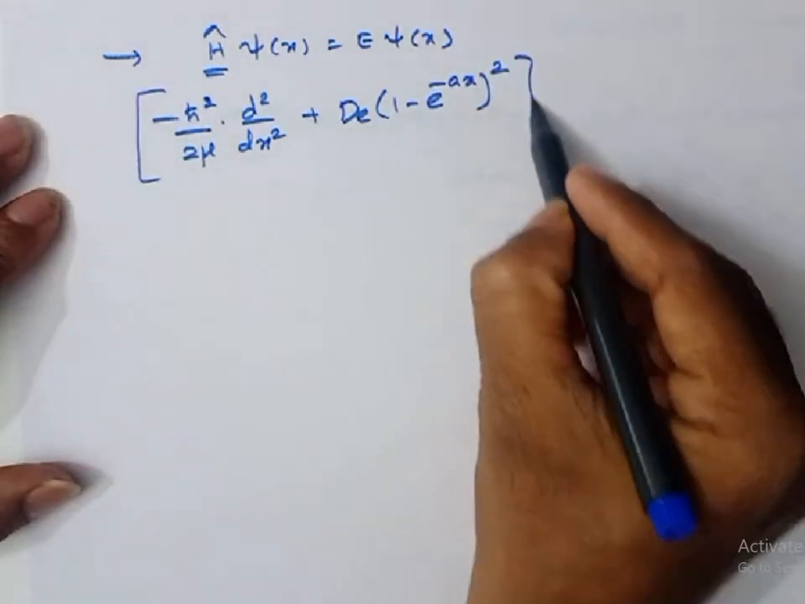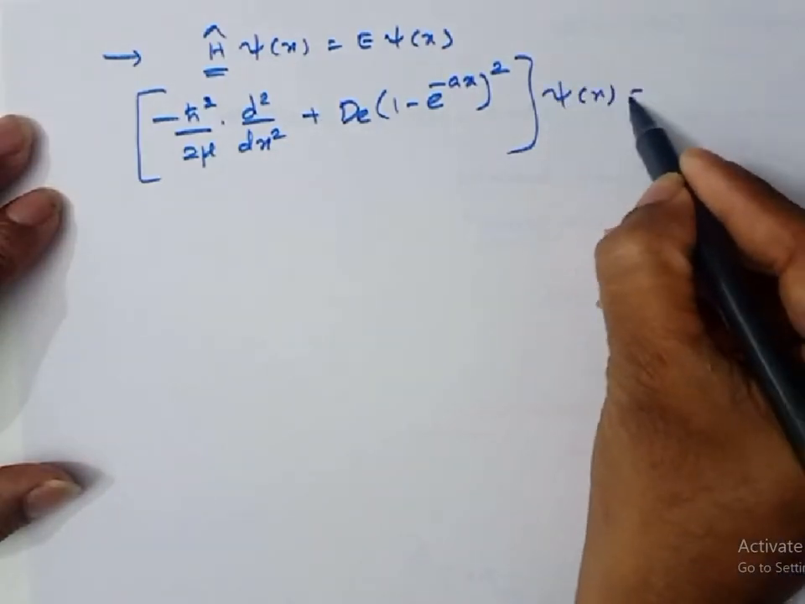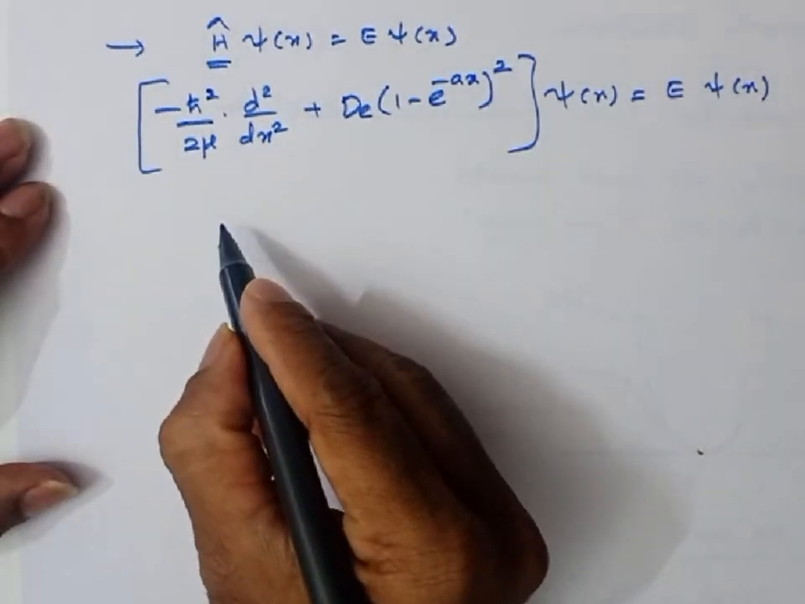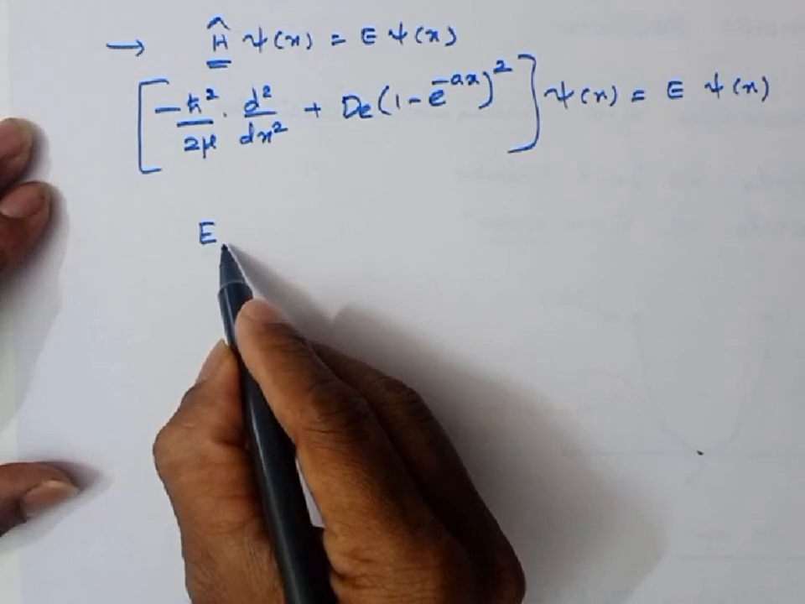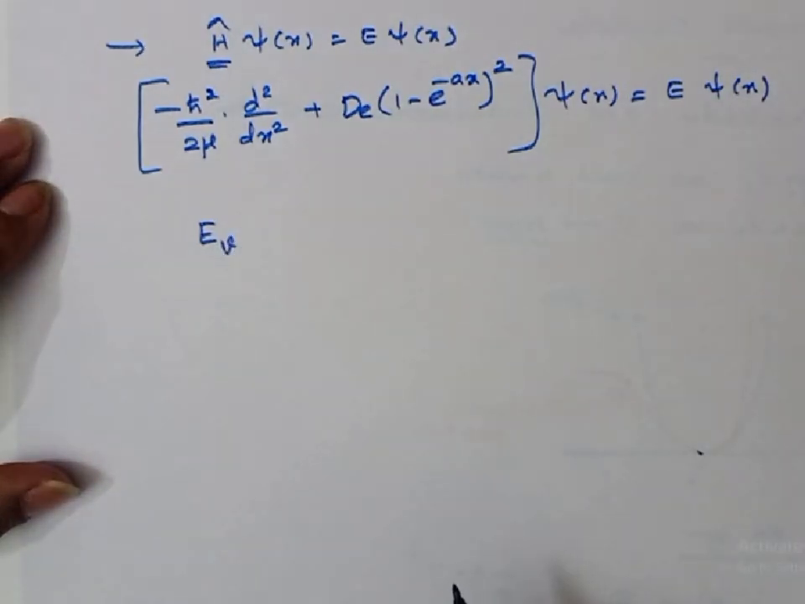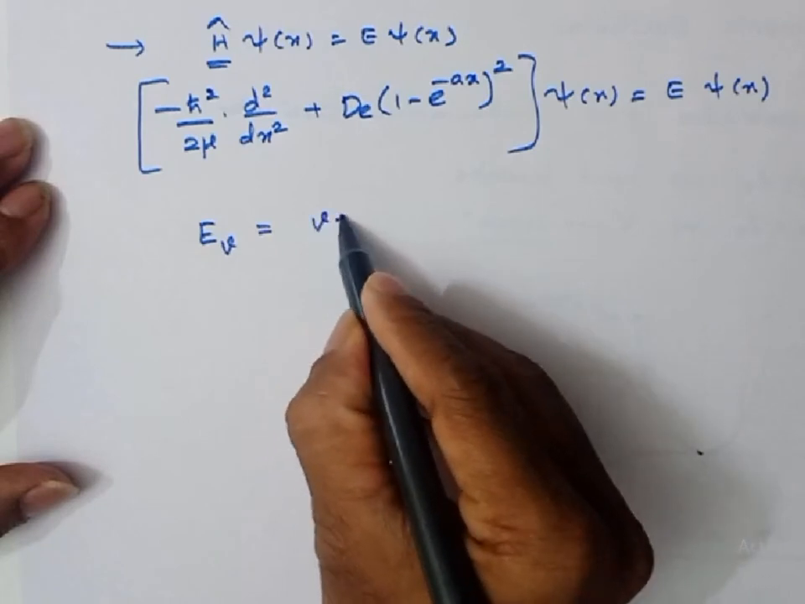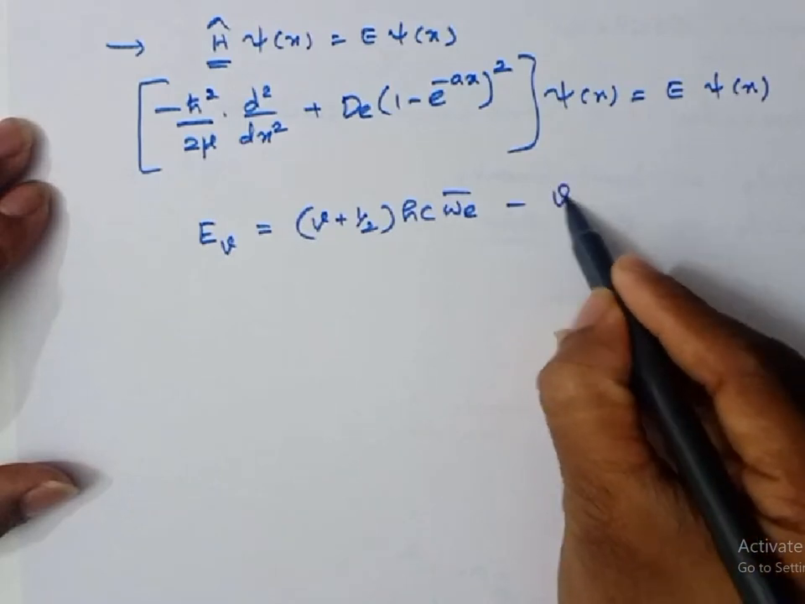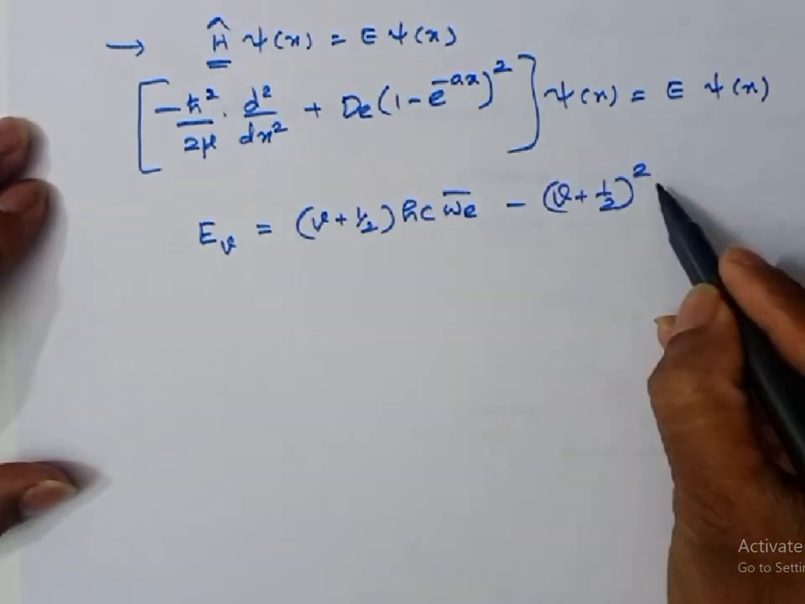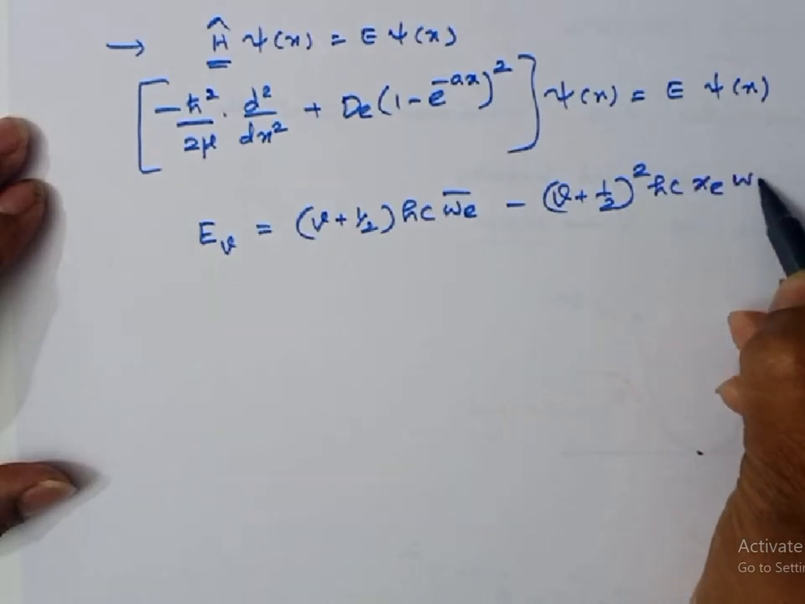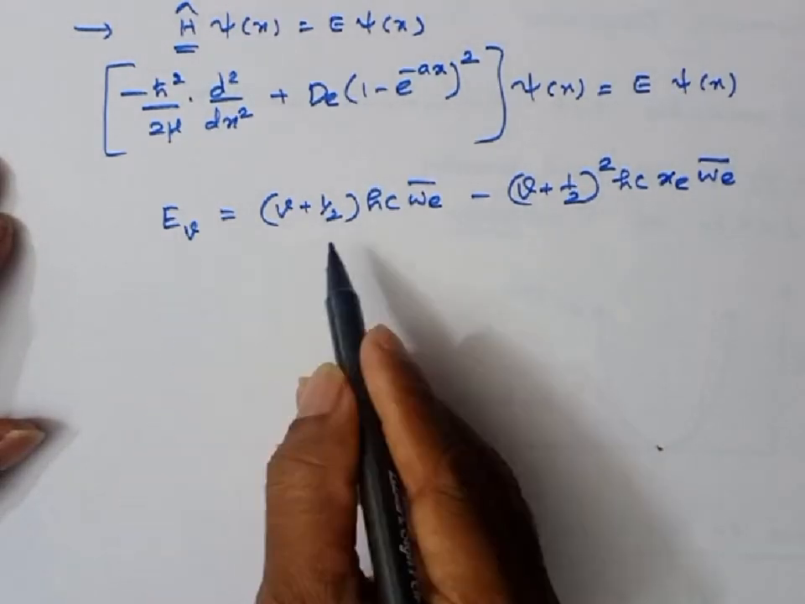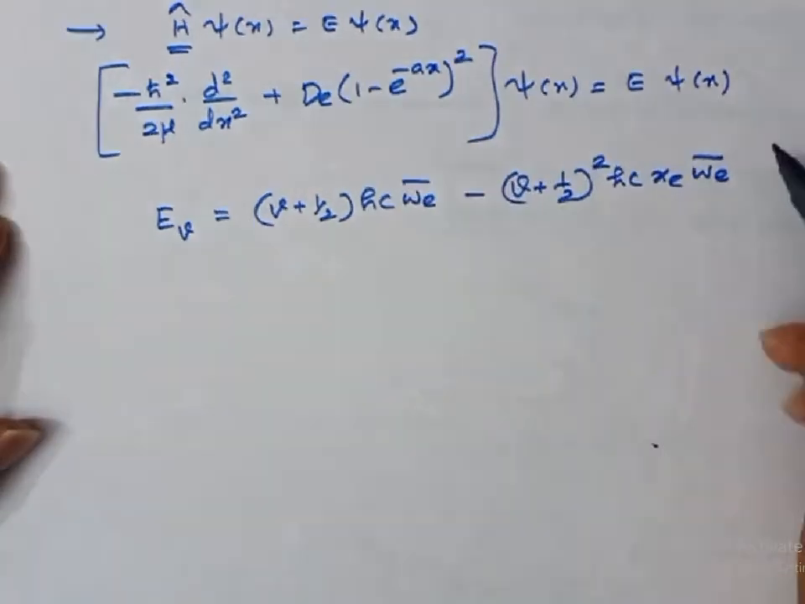If you take this Hamiltonian and solve the Schrodinger equation using perturbation theory, we get the expression for energy, E_v, where v is the vibrational quantum number. E_v is equal to (v plus half) into hc omega_e bar minus (v plus half) the whole square into hc x_e omega_e bar. This is the expression for energy in joules.